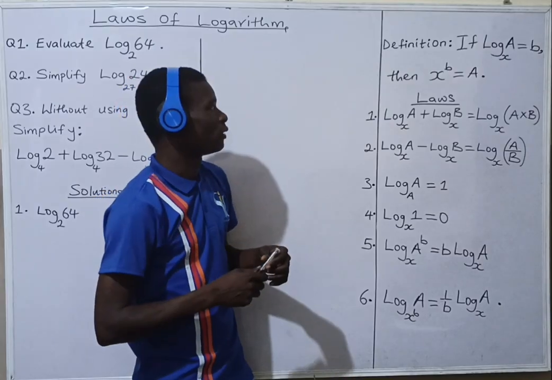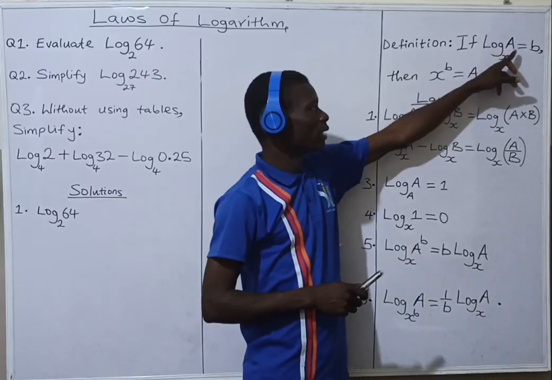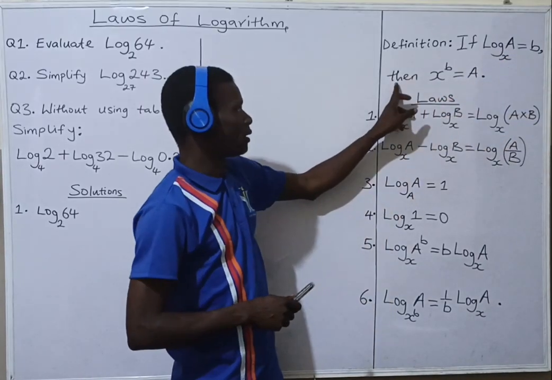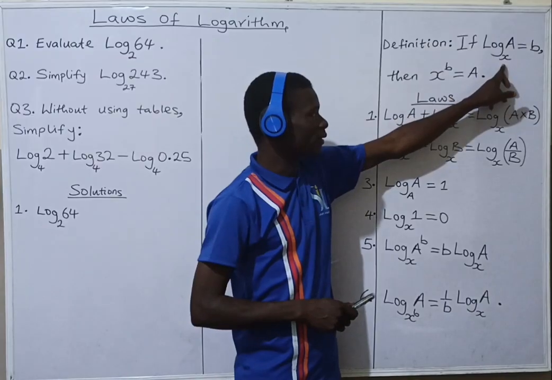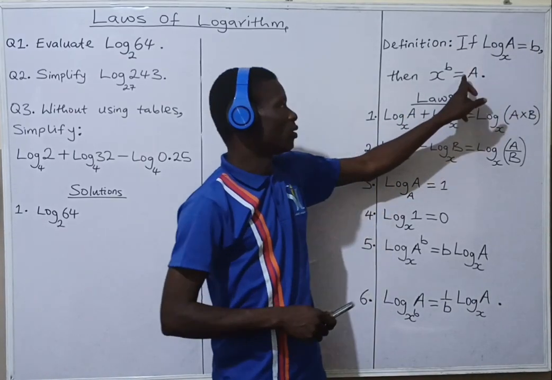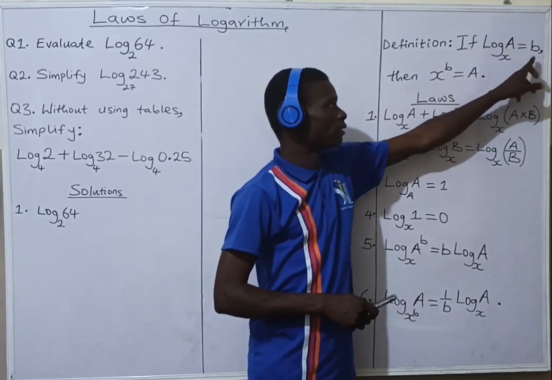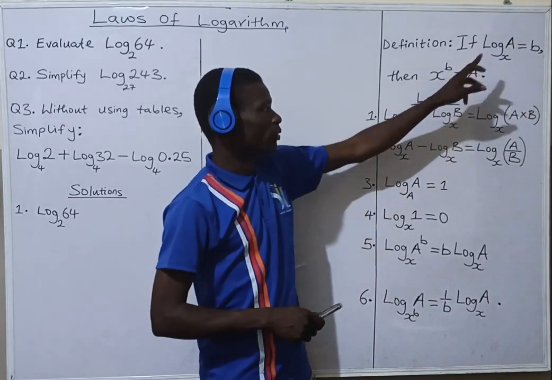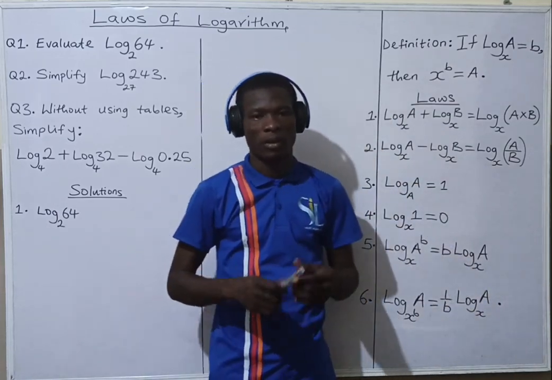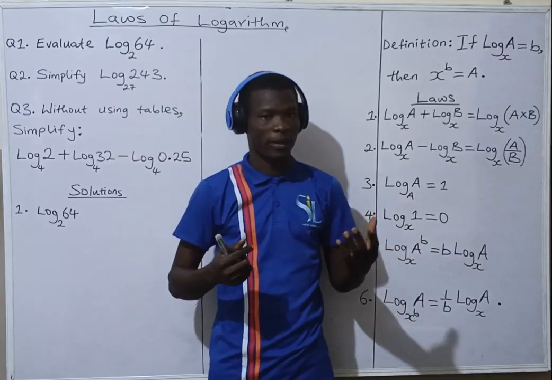So what is the definition of logarithm? The definition says if log a to base x equals b, then this x raised to power b, which is after the equal sign, will be equal to a. If log a to base x equals b, then x raised to power b equals a. That's the definition of logarithm. But I like to call it the very first law of logarithm in my own case.